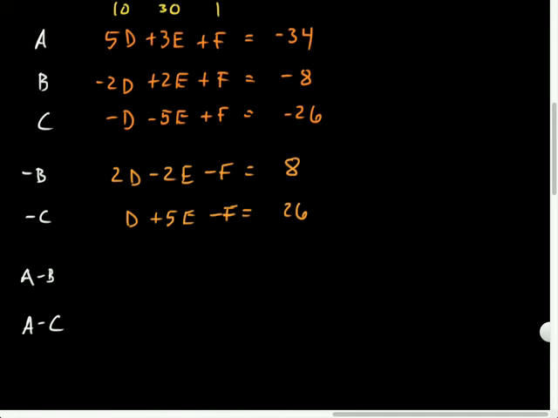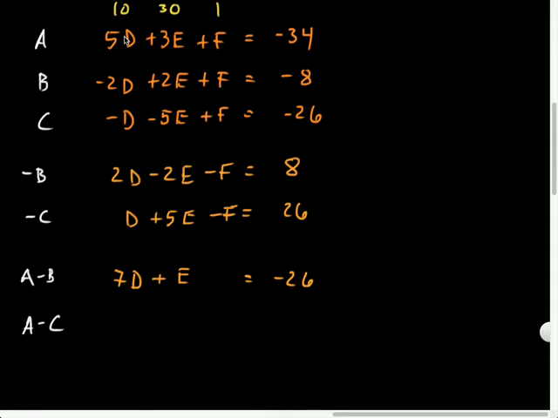Okay, let's see. So let's do 5d plus 2d is 7d, not 70, but 7d, right? 3e and negative 2e is e. And the f's, f and negative f, cancel out. Hooray! Yay! And negative 34 and 8 is negative 26. Right there.